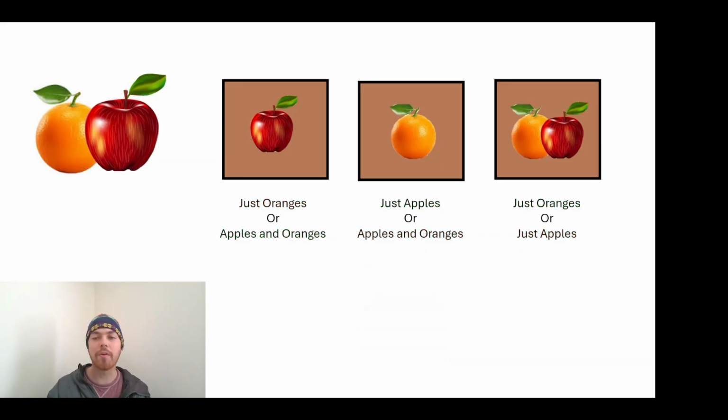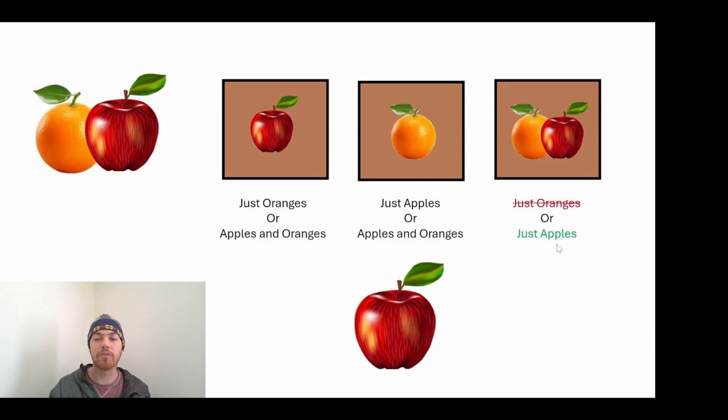Now let's think about what would happen if we got an apple from the third box. If we got an apple from the third box, then we would know it would be the box of just apples, not the box of just oranges. And if the third box has just apples, then the second box can't have just apples. It's got to be the box of apples and oranges. And if the second box has apples and oranges, the first box can't have apples and oranges. It's got to have just oranges. So the first box has just oranges, the second box has apples and oranges, and the third box has just apples.